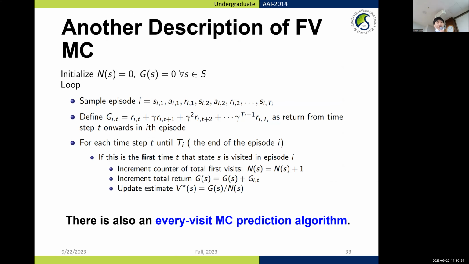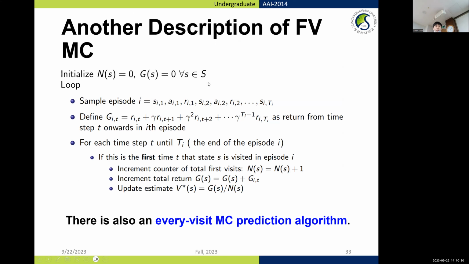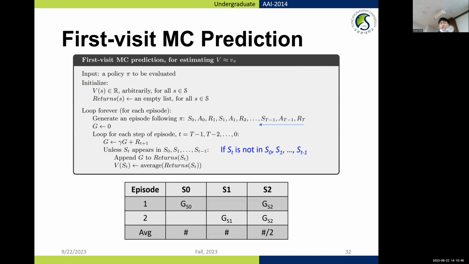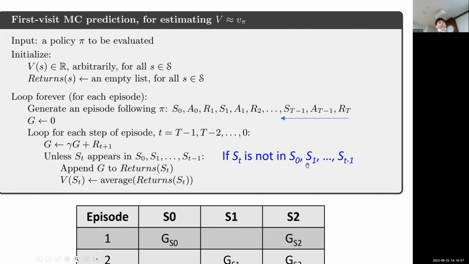Now how about every visit MC? Every visit MC, we are going to talk about this projection algorithm more in a later lecture. For the moment, we can see how it works and look at the details of what the difference is. So what is every visit MC? Every visit MC means that this condition is not there. If S is not in the earlier part, this condition no longer holds. Now we just count every occurrence of the state that happened in the timeline.